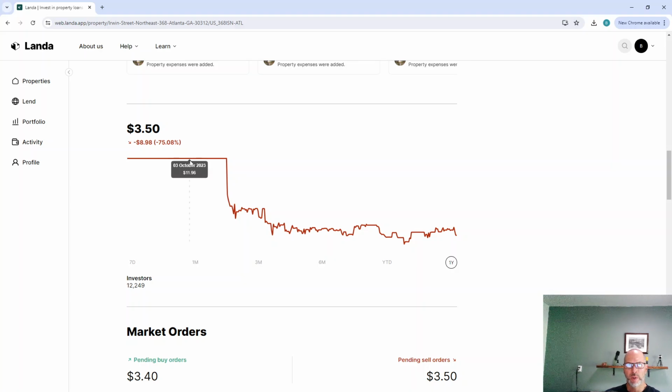And the way that Landa works is they buy a property, they fix the property, they fill up the property, and then they sell all the shares. Once all of the shares are sold, then the shares can be traded in a market-like platform. So that's another cool thing about Landa: you're not tied into this property until they sell it like you are with other platforms. You can actually sell your shares to someone else that wants to buy them. Well, for whatever reason, and I think there's a few different reasons on this one, the shares were trading for about $11.96. You can see here for quite some time.